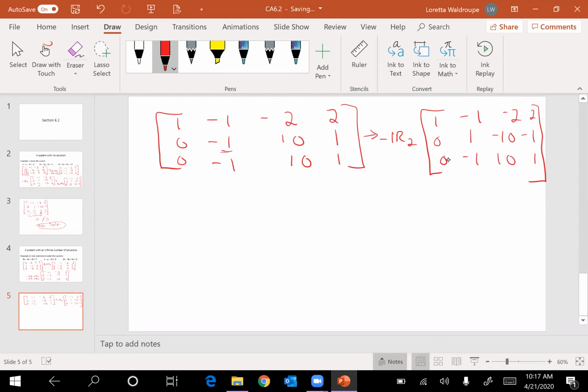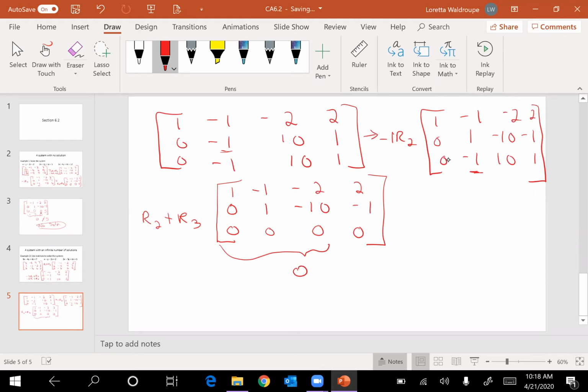Next step, I want a 0 there, so I'm going to add row 2 to row 3, because those will cancel each other. So row 1 is the same, row 2 is the same. Adding, I get 0, 0, 0, 0. Now if I look at my bottom equation, 0 equals 0, which is true.